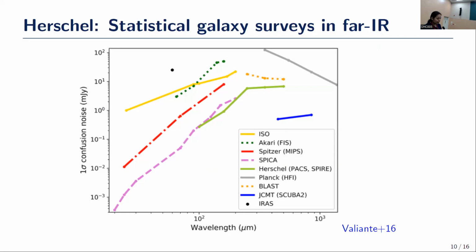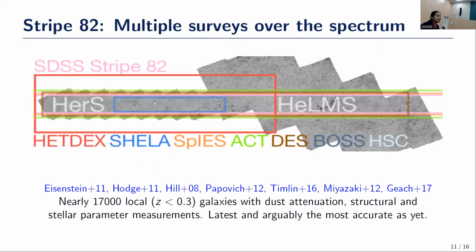So now you have dust attenuation parameters for millions of galaxies, and there are these small patches which have a lot of observations from ultraviolet to infrared. For example, there is one such patch, type 82. It has been observed by multiple surveys. Different groups do work on that, and for these kinds of galaxies, this is the sample that we have chosen. We have dust attenuation parameters, structural parameters, and stellar parameter measurements also.